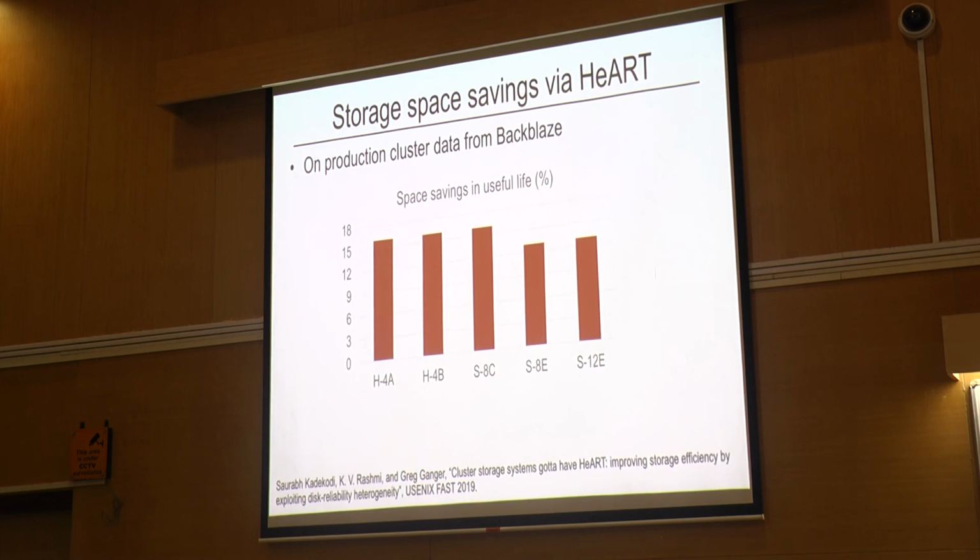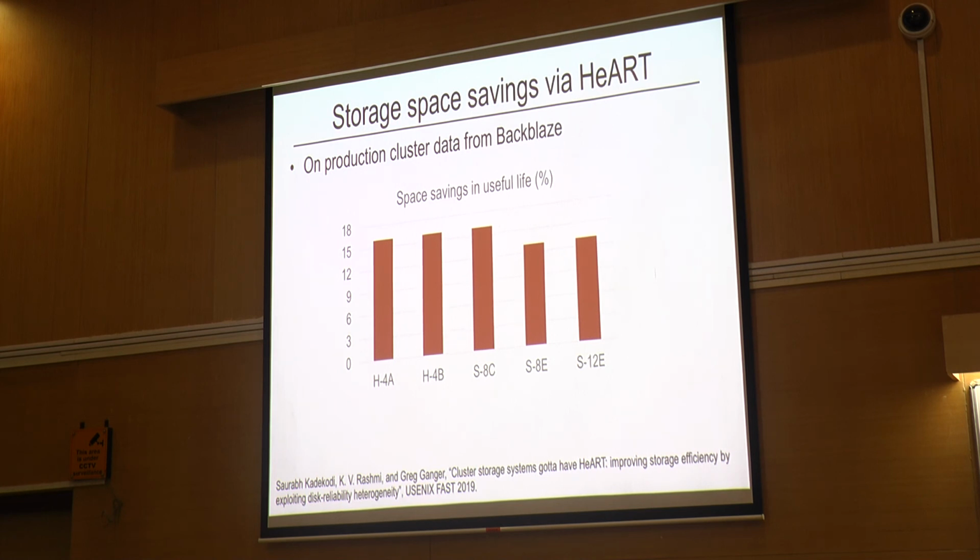Okay, so again, I won't have much time to go into the details of the systems part. If you're interested, please take a look at the USENIX FAST paper. I'll just show you one plot of how much space savings can be achieved using HART, that is, doing this redundancy tuning. On the y-axis is the storage space savings in percentage, and on the x-axis are these different disk groups. These numbers are basically if you tailor the redundancy to the observed failure rates during the useful life period, how much space savings can be achieved.